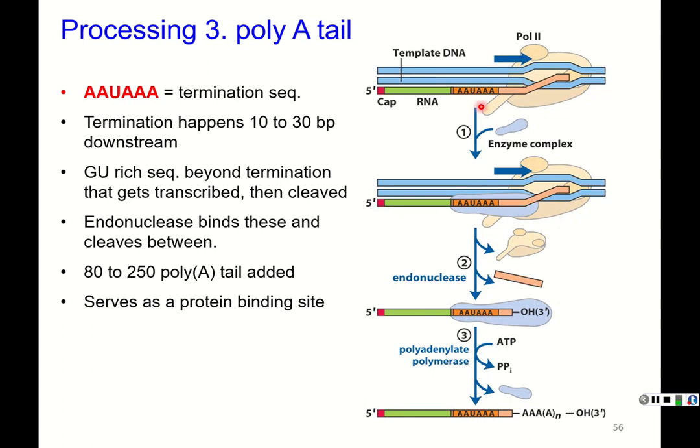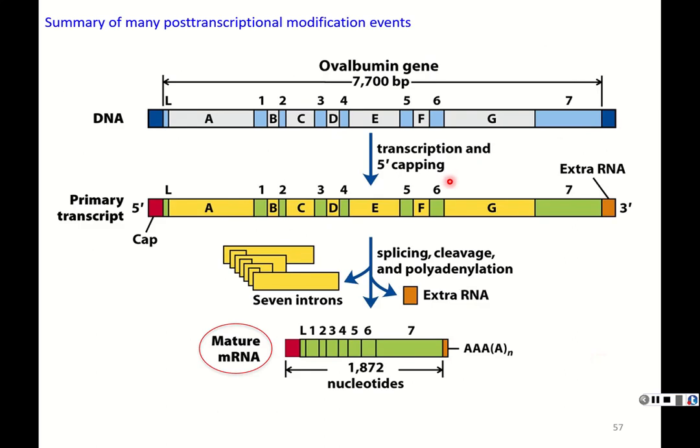Right, so if we look at that in terms of our picture, we have our termination sequence, and 10 to 30 base pairs downstream is where our termination occurs. We get an enzyme, an endonuclease that binds to that region and actually cleaves off this GU-rich sequence that's beyond that termination site. Okay, and then we get a poly A tail that's added by using ATPs, right? And so that's another thing, right? If you're adding 80 to 250 A's at the end of that, you're using a lot of ATP.